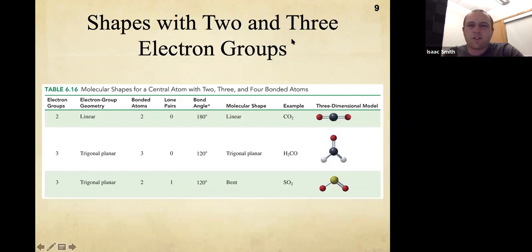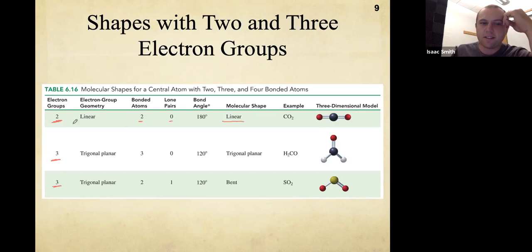Okay, so if there's 2 or 3 electron groups, so electron groups is here. If there's 2 electron groups, you have one option. It's just linear, it's going to be flat across. You're not really going to have any lone pairs on a central atom if there's only 2 electron groups. So there's 2 bonded atoms and 0 lone pairs with 2 electron groups. The molecular shape is linear, and the electron group geometry, or electronic geometry, is linear.